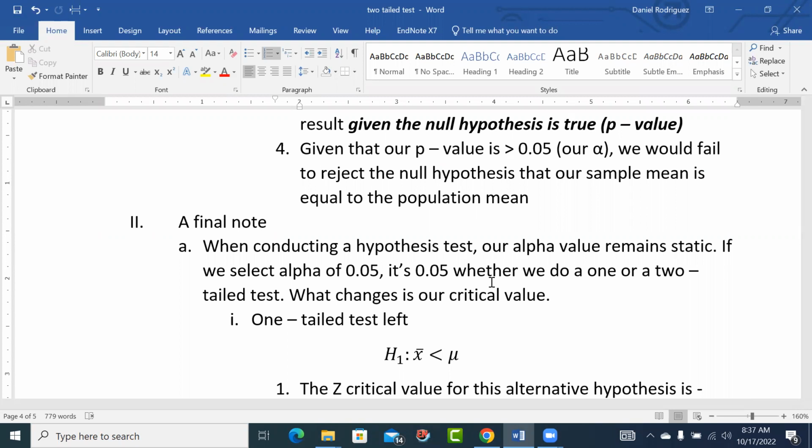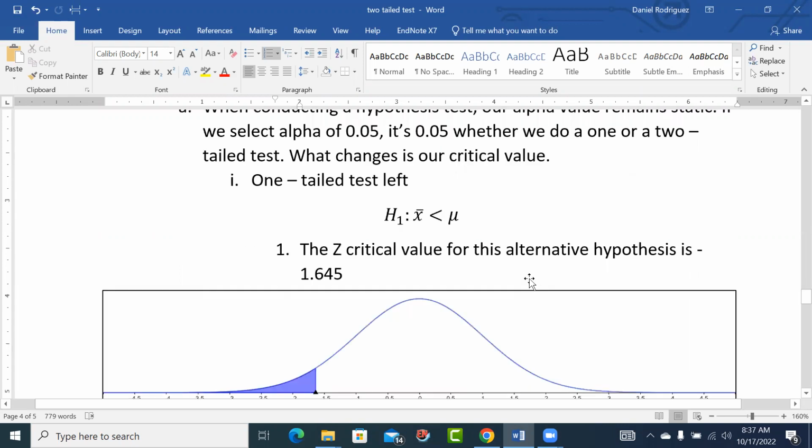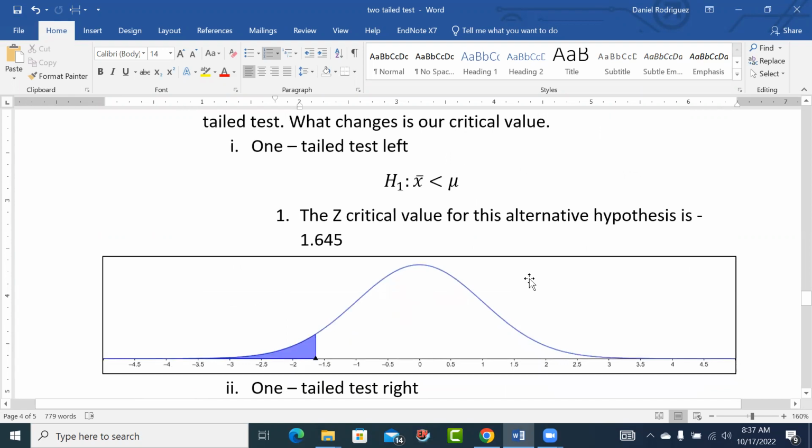The gods of statistics will throw thunder and lightning down at you. That's not true. So if we select alpha 0.05, it's 0.05 whether we do a one- or two-tailed test. The only thing that changes is the critical value. And here's an example.